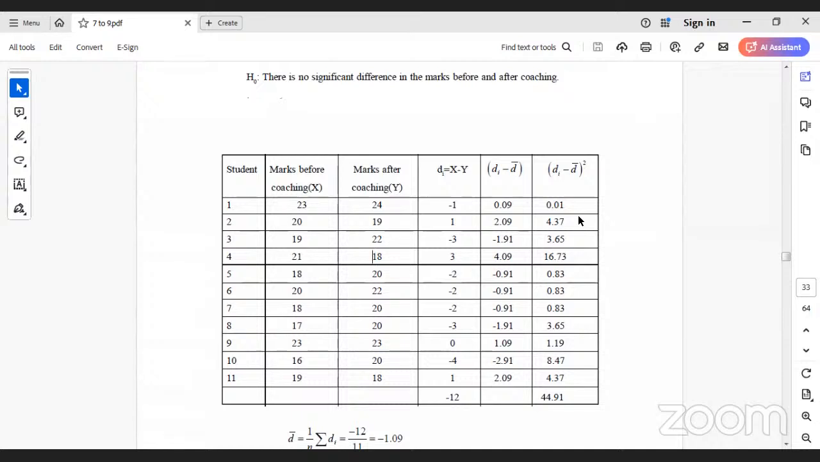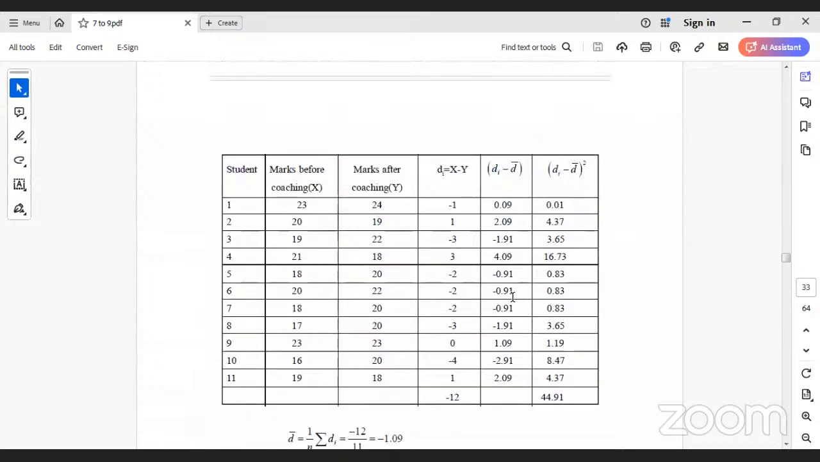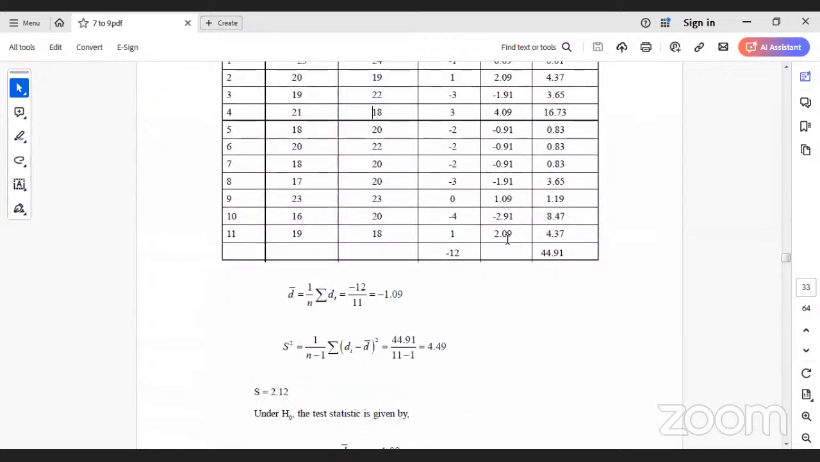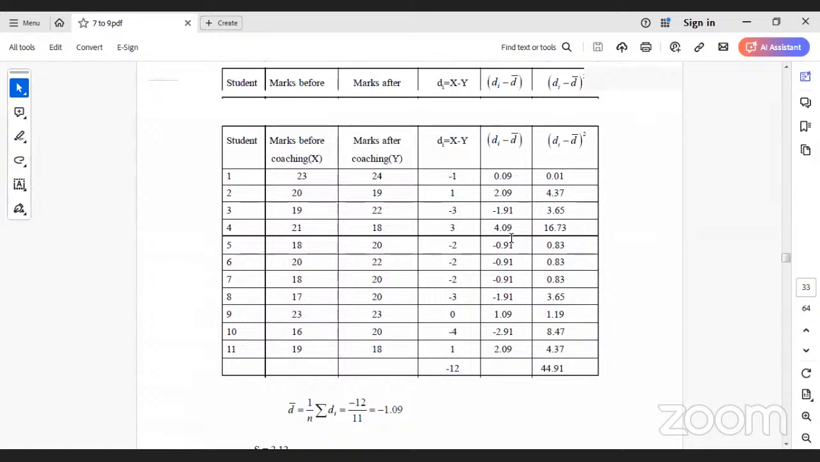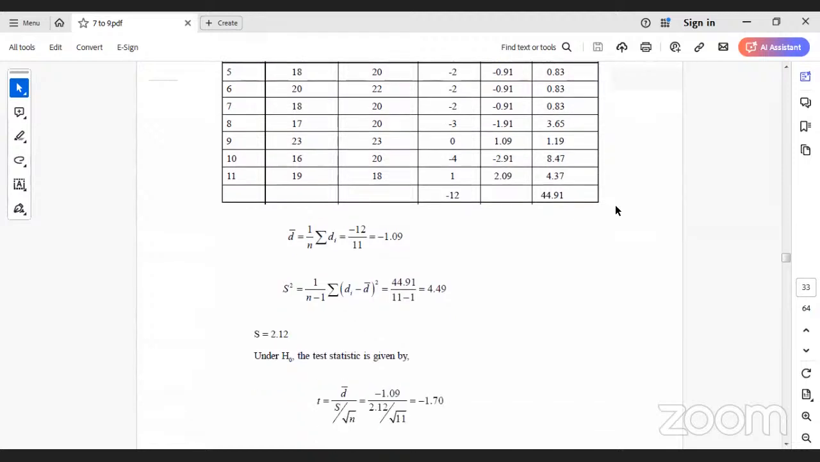So di minus d bar: d bar is minus 12 by 11, that is minus 1.09. Therefore minus 1 minus (minus 1.09) is 0.09, then 1 plus 1.09 is 2.09, minus 3 plus 1.09, and so on. All these we are calculating, then squaring. So the summation of (di minus d bar) whole square has the value 44.91.